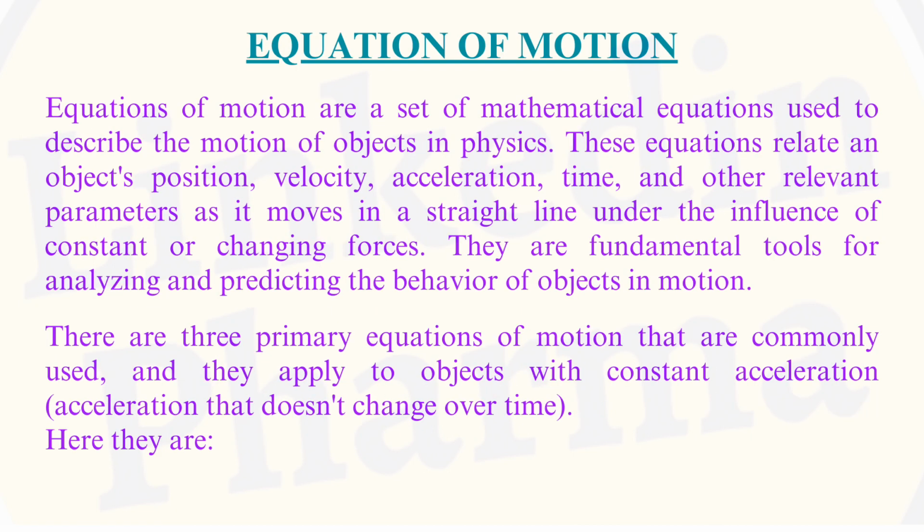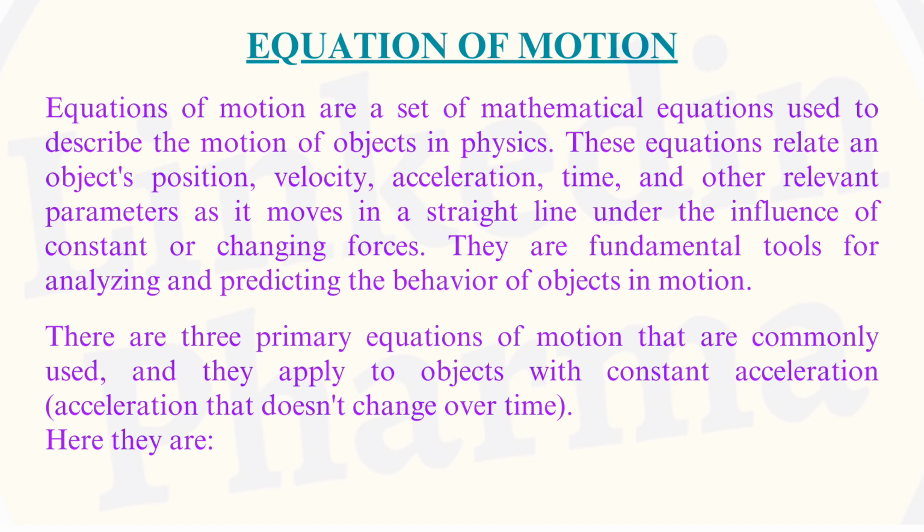Equation of motion. Equations of motion are a set of mathematical equations used to describe the motion of objects in physics. These equations relate an object's position, velocity, acceleration, time, and other relevant parameters as it moves in a straight line under the influence of constant or changing forces. They are fundamental tools for analyzing and predicting the behavior of objects in motion.